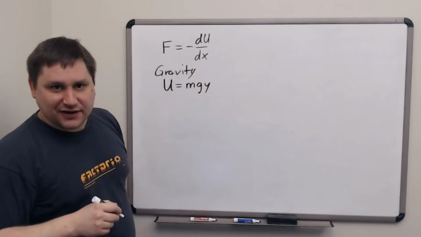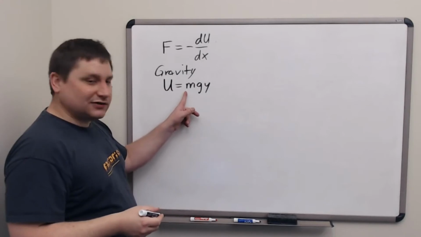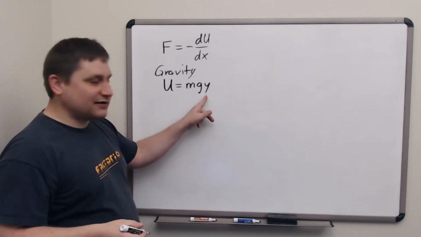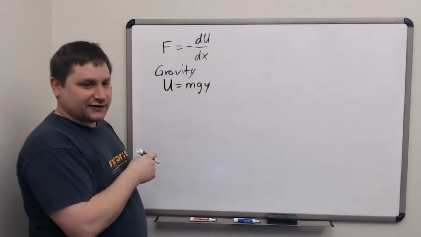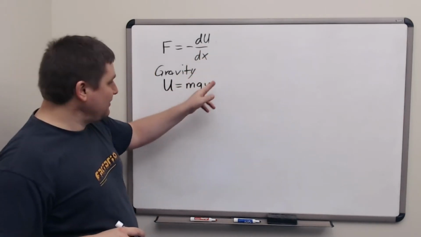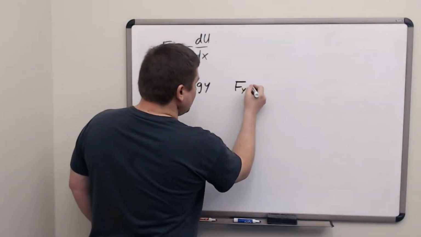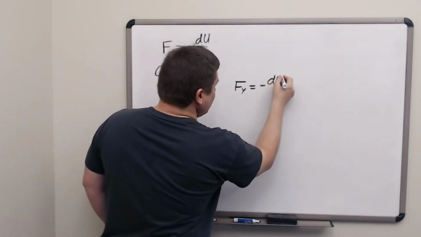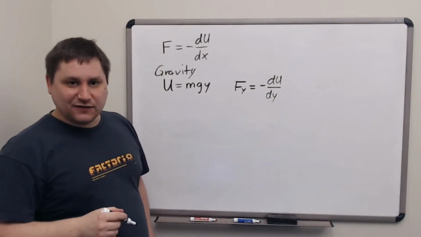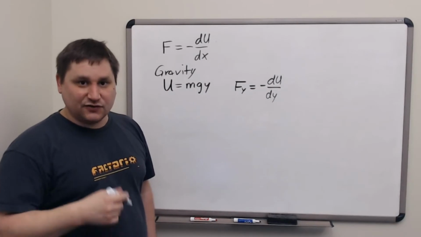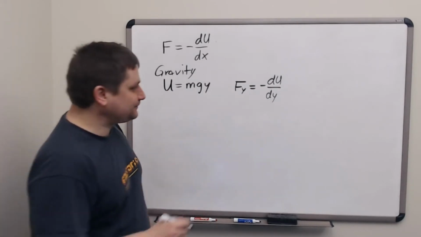In the case of gravity, the potential energy depended only on the y component. It was equal to the mass times the acceleration of gravity times the y coordinate. So our coordinate of interest here is not actually x for gravity, but rather y. This means that we'll be taking the derivative of the potential energy with respect to the y coordinate, and this will give us the y component of the force.